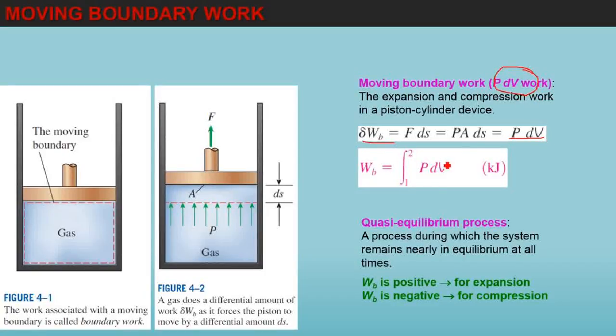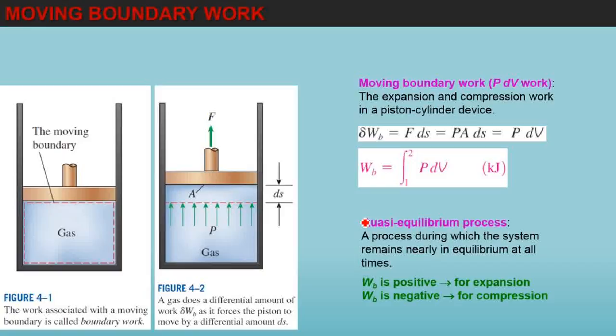If you want to calculate the total amount of boundary work, you can integrate this from state 1 to state 2. So it gives you WB is equal to the integration from 1 to 2 of PdV. Because WB is written as PdV, we call it PdV work.